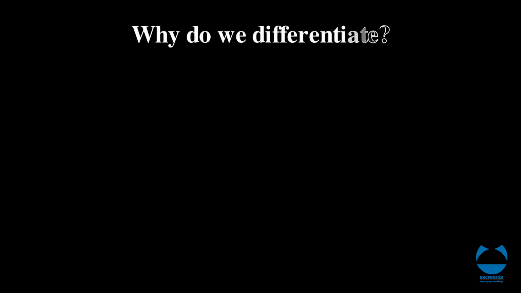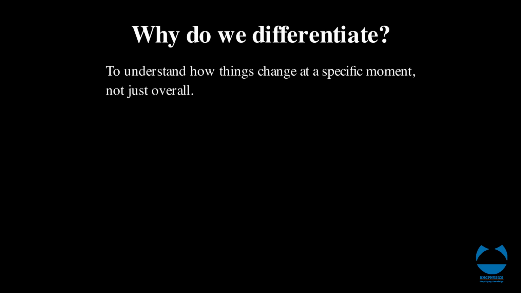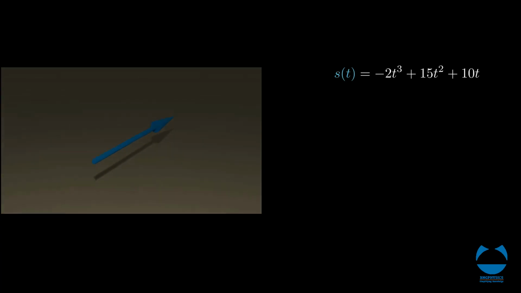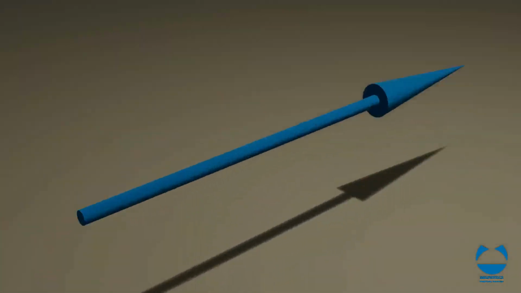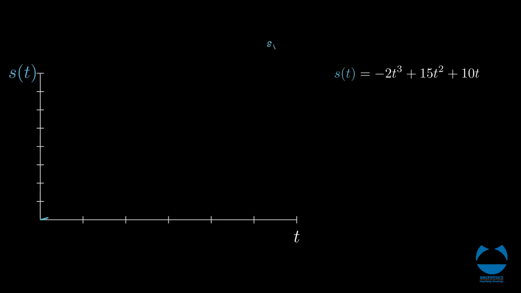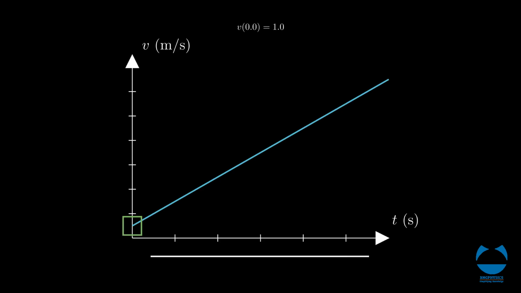But in order to be more practical and answer the question, which is the title of this video, why we differentiate, let us consider a hypothetical position function of an arrow in motion defined as s(t) equals -2 times t cubed plus 15 t squared plus 10t, where the coefficients reflect an initial velocity and gradual slowing due to air resistance. Well, this function is actually constructed for educational demonstration of differentiation in motion.